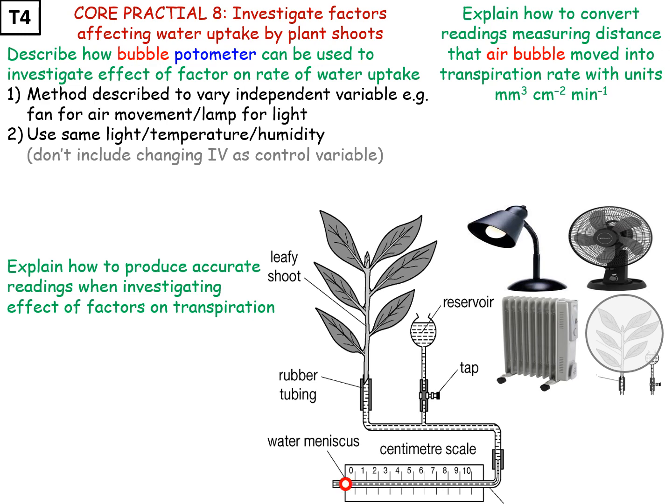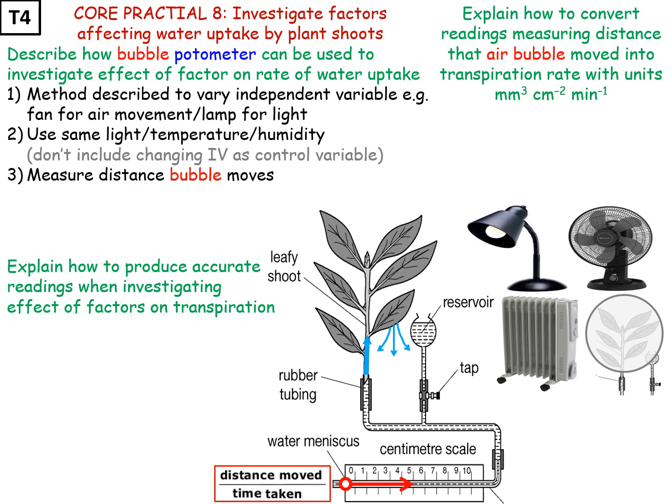And then in your bubble potometer, there'll be a bubble, and as the water goes into the leafy shoot, it will then transpire out of the stomata, and that causes the bubble to move to replace the water that has moved into the leafy shoot. You can then measure the distance the bubble moves. You also need to measure the time taken, and that's because you could then calculate a rate. So the rate should be the distance moved divided by the time taken. So that could be in centimeters per minute. But you could also convert that distance into the volume, which I'll discuss later on, which will be more accurate, and that's centimeters cubed per minute.